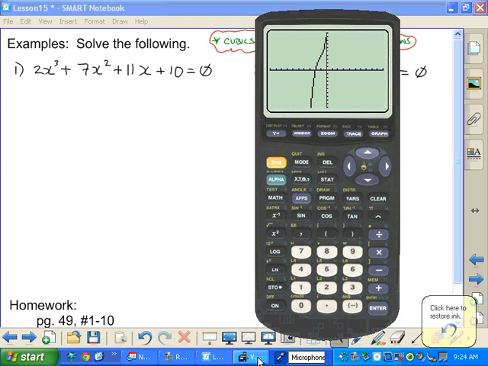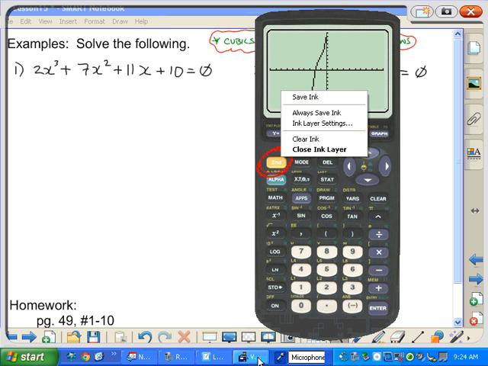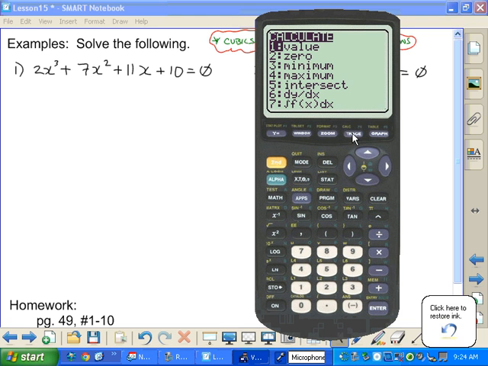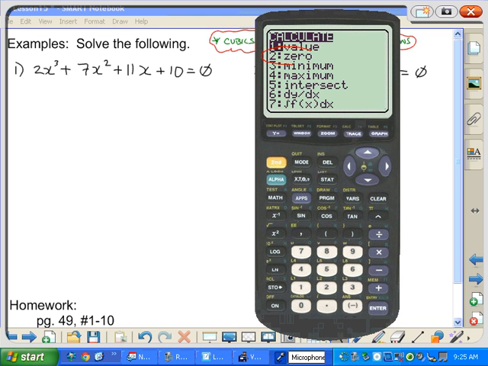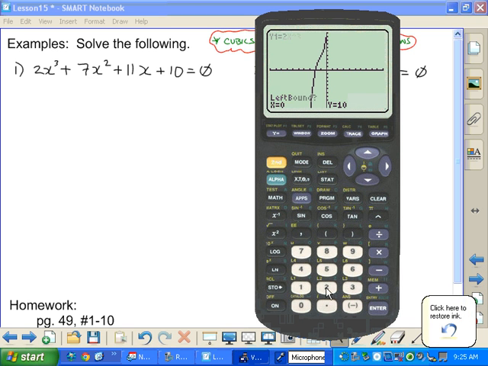All right, so I'll point out the buttons. We're going to hit the second function button, and then you're going to hit the trace button, and that will get us to the calculation stage. Number 2 is your zero. This is what we're looking for, the zeros. So I will hit enter. Oops, get rid of the ink first. Hit 2. And it's going to ask me for the left and right bound.